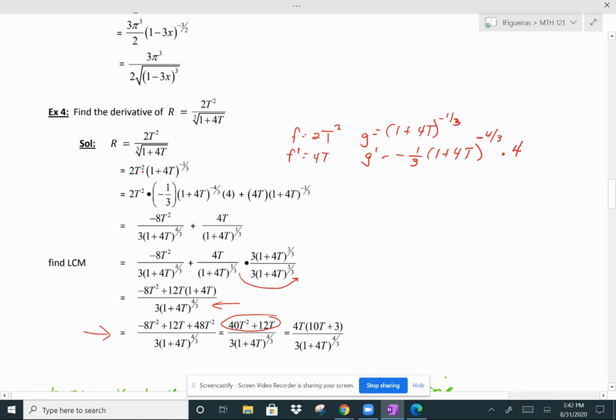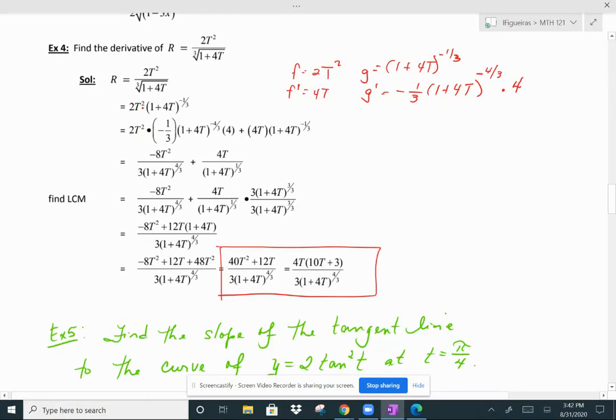And then you can either leave it like that, or you can factor out a common factor from the numerator, which is 4t. So you get 4t times 10t plus 3 over 3 times 1 plus 4t to the 4/3 power. So these last two rational expressions are equivalent. Nothing cancels, so either one of the last two answers are fine.